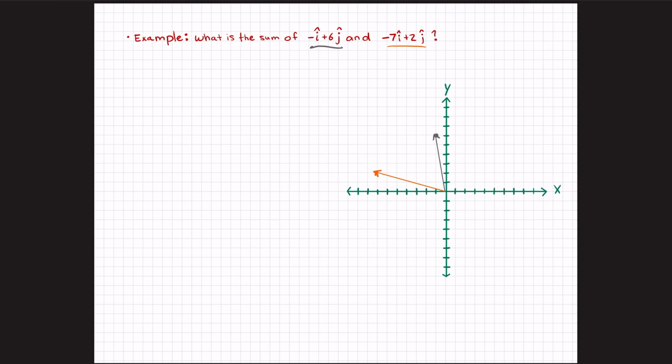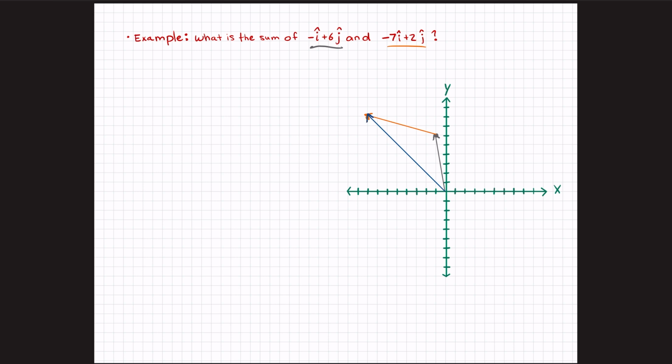Now, I want to find the sum of these two vectors. There's two ways to do it. I only even modeled them on the two-dimensional grid because we had a two-dimensional grid just here. And so what I could do really is take that first vector, negative i plus 6j, and add the second vector to it, tip to tail method. Tip to tail method is going to create for me a third resultant vector, which I'm modeling here in blue.